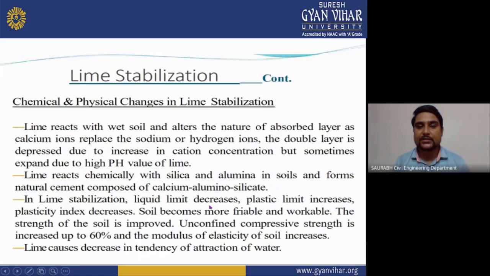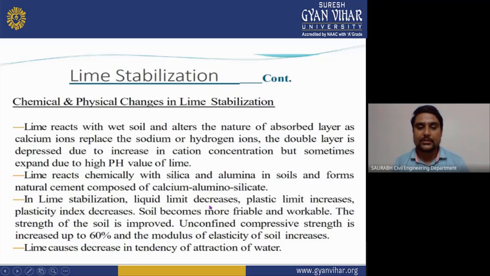We will see the chemical and physical changes in lime stabilization here. Lime reacts with the wet soil and alters the nature of the absorbed layer as the calcium ion replaces the sodium or hydrogen ions. The double layer is depressed due to the increase in cation concentration, but sometimes expands due to the high pH value of lime. Lime reacts chemically with the silica and alumina in soil and forms a natural cement composed of calcium alumino silicate.